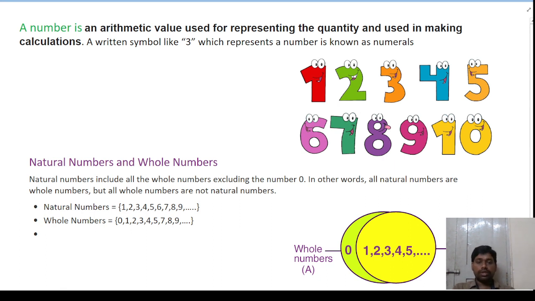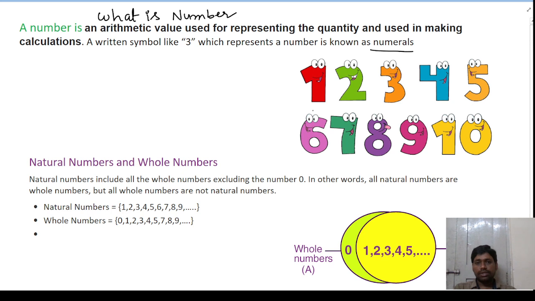Today I am going to discuss a very basic concept, that is nothing but the number system. So, what is meant by number? Number is an arithmetic value used for representing quantity and making calculations. A symbol written like 3, which represents a number, is known as a numerical value.